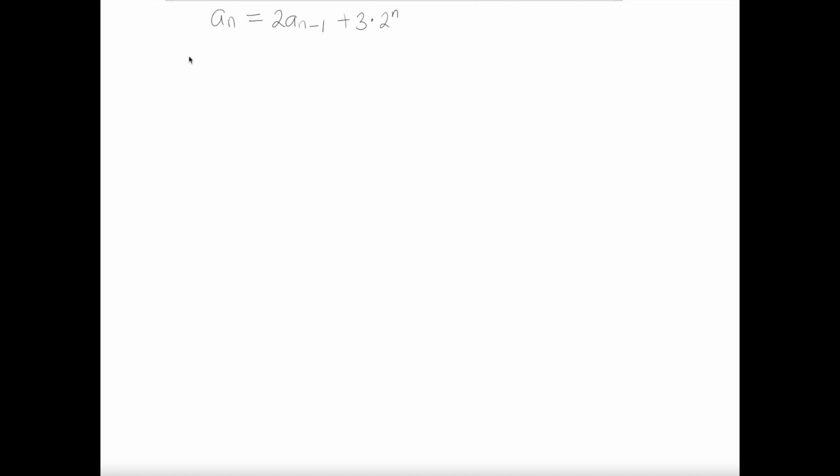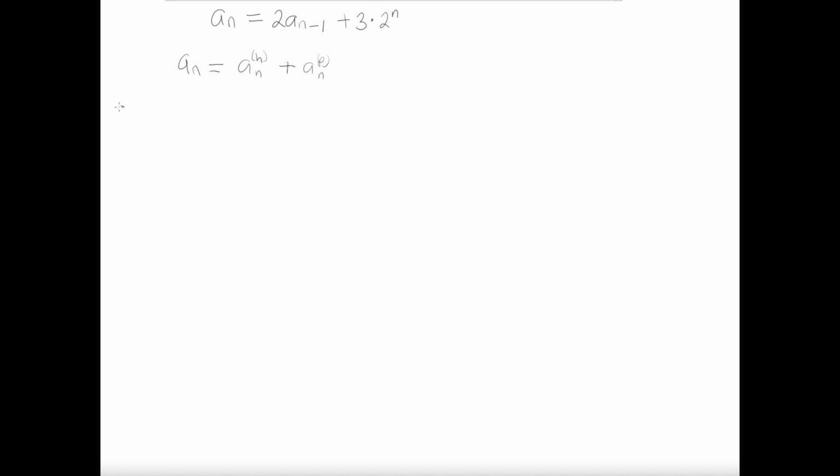So a_n would be equal to the homogeneous solution, denoted by this, plus the particular solution, denoted by this. So then you need to solve each separately. You need to solve the homogeneous part of it and then the particular part of it, and then afterwards you bring everything together. So let's solve the homogeneous part.